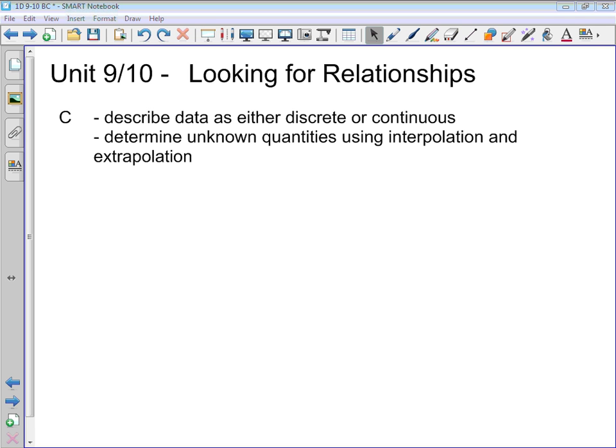This is Unit 9.10, looking for relationships. We're working on some material here in Block C.